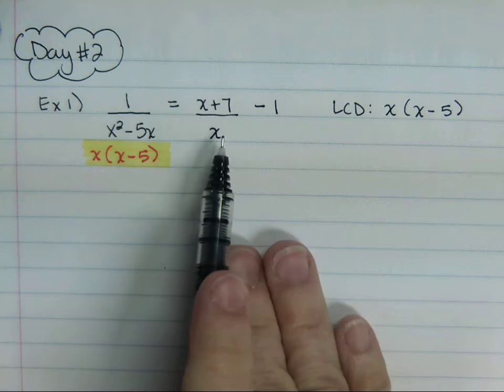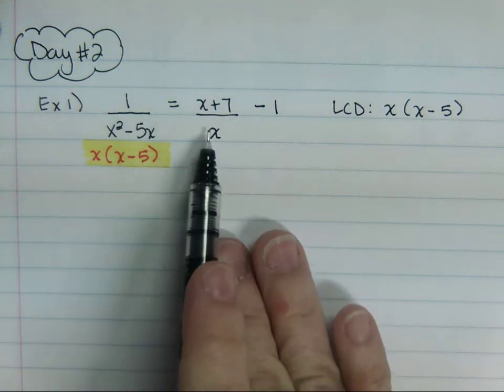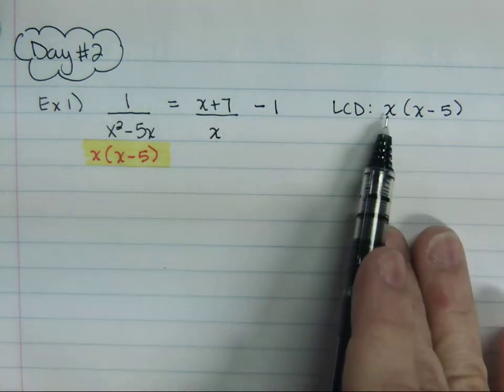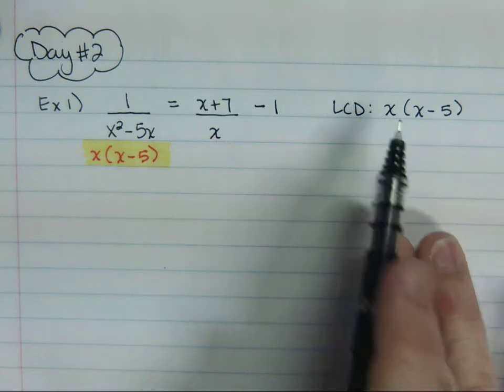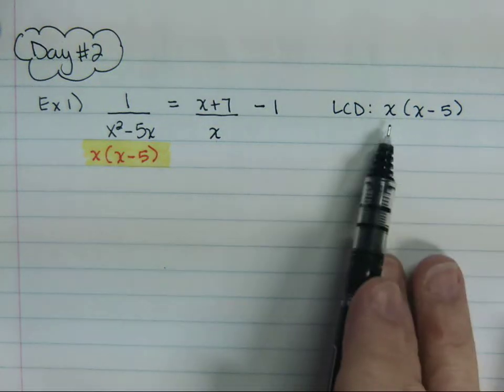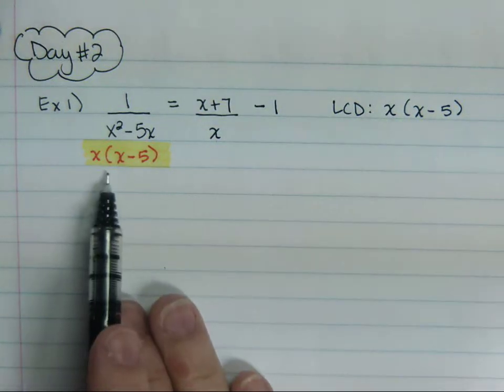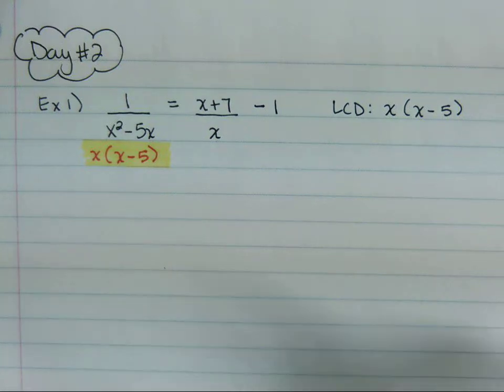And if I look at the other denominators that I have, the other denominator needs an x, but it's already present in my LCD. So I don't need anything extra in my LCD. This larger denominator covers everything.